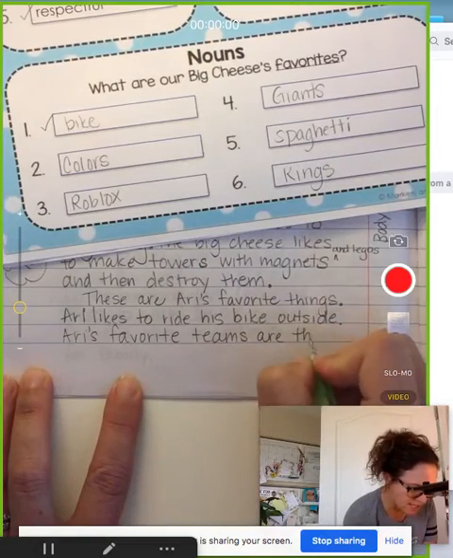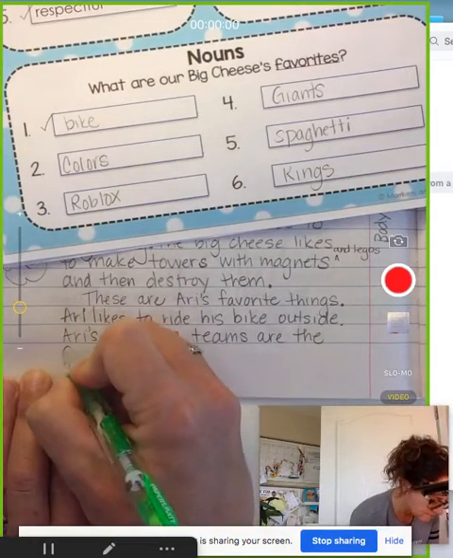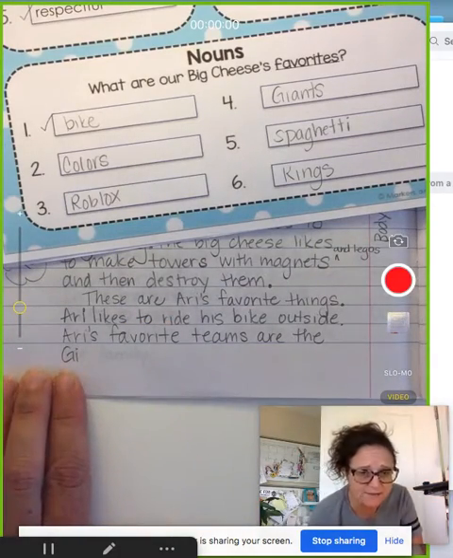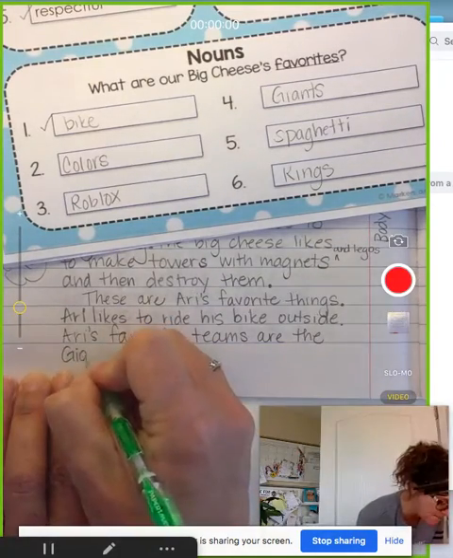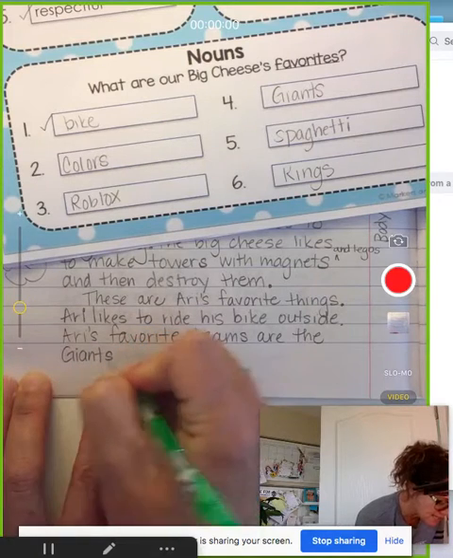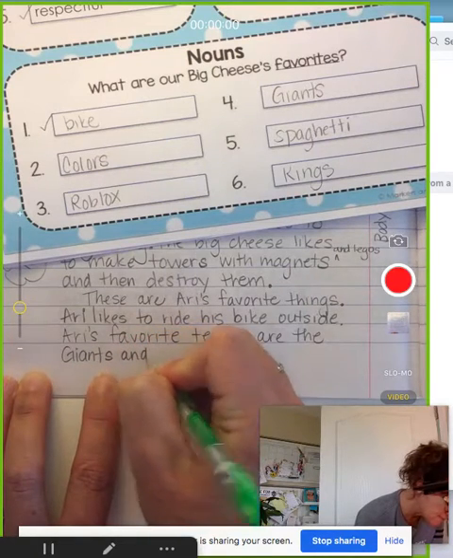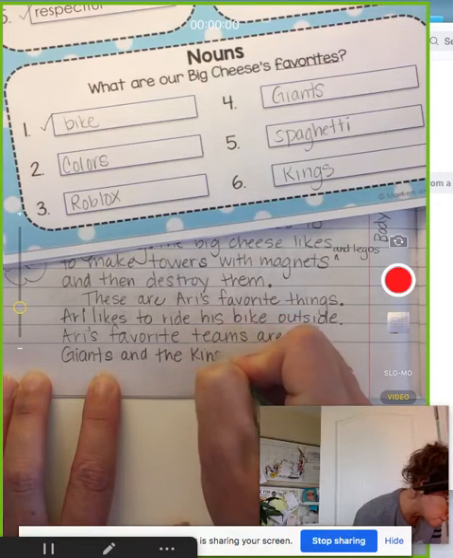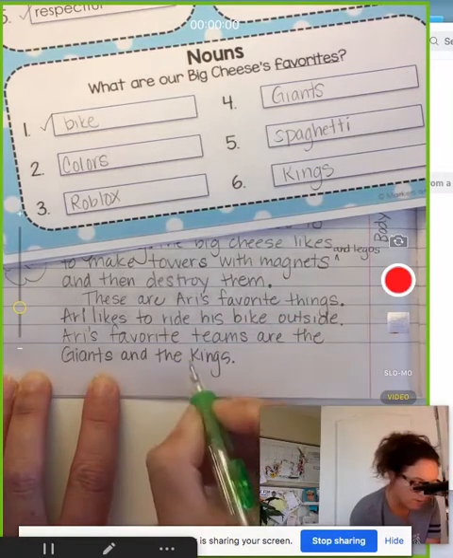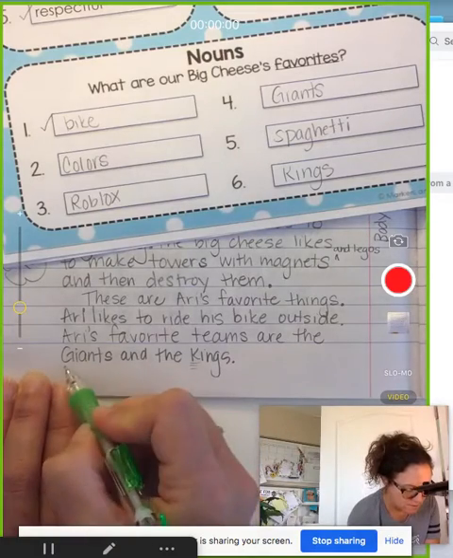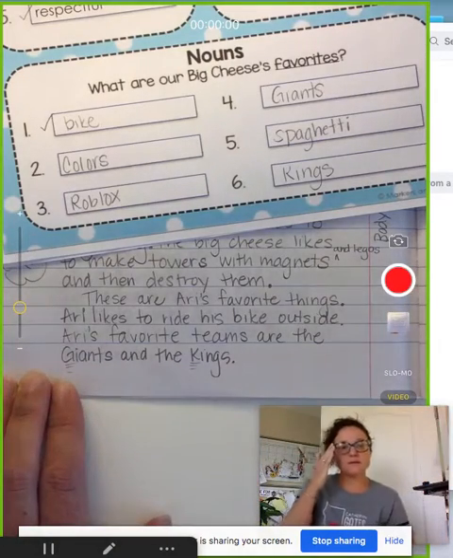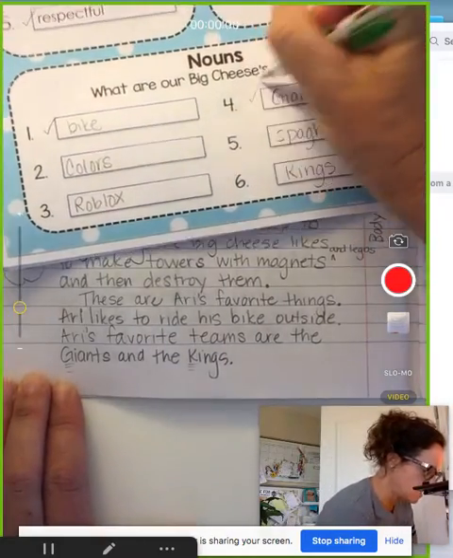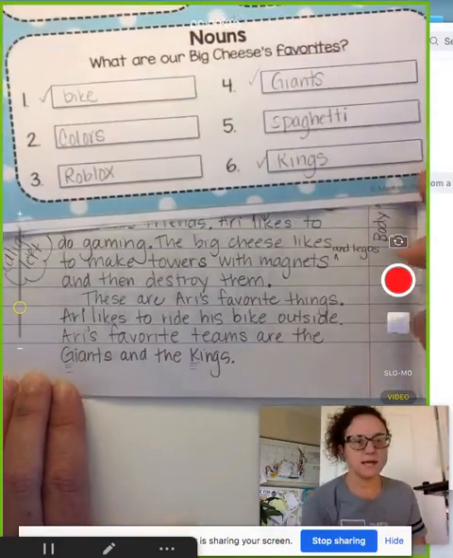Are the Giants. And we're going to capitalize that because it's a proper noun. It is a team name. The Giants and the Kings. Kings is also a proper noun. So we're going to capitalize those two titles of teams. Then we can check off Giants and Kings. Thank you, Naya.